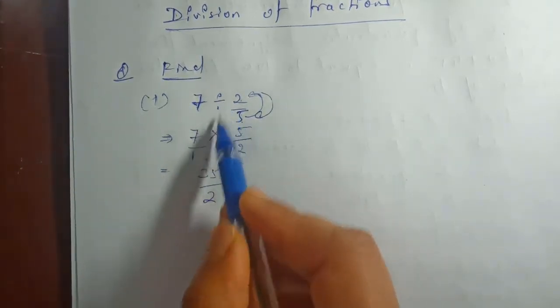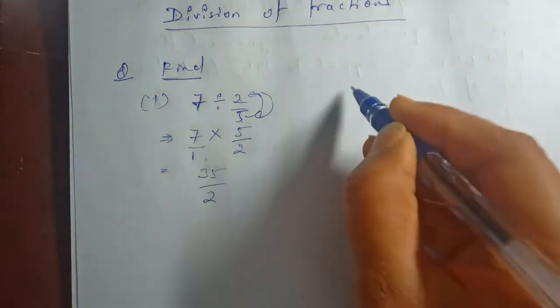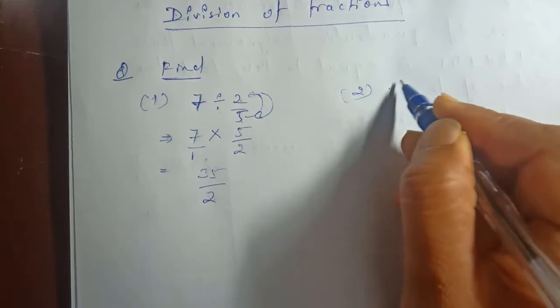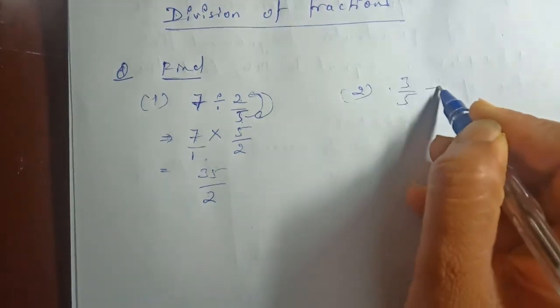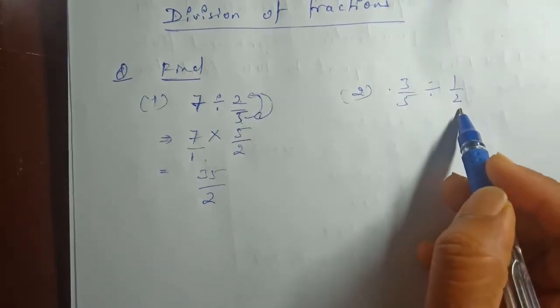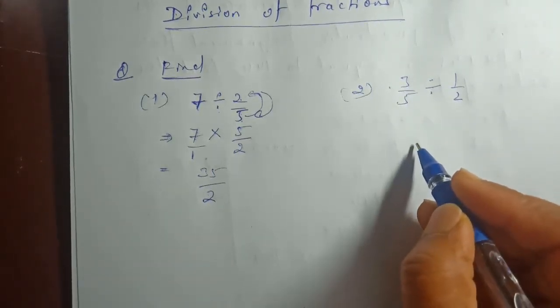So this way we can solve the questions based on division. Let us solve some more questions. Second part, I am taking 3 by 5 divided by 1 upon 2. Both the numbers are in fractions. So how are we going to calculate it?